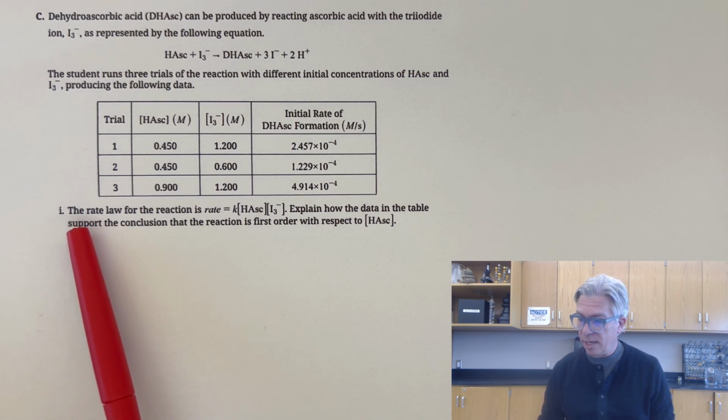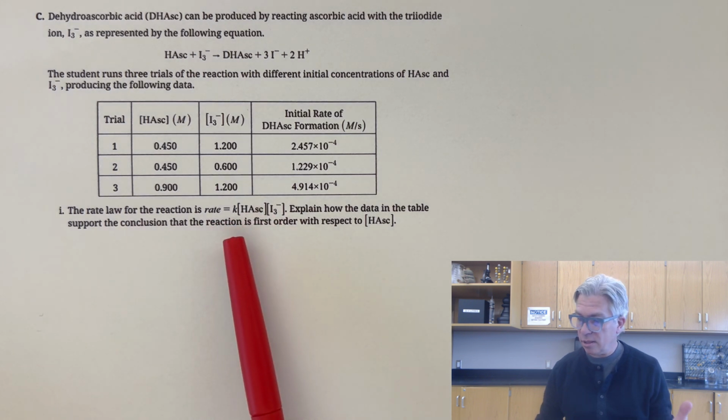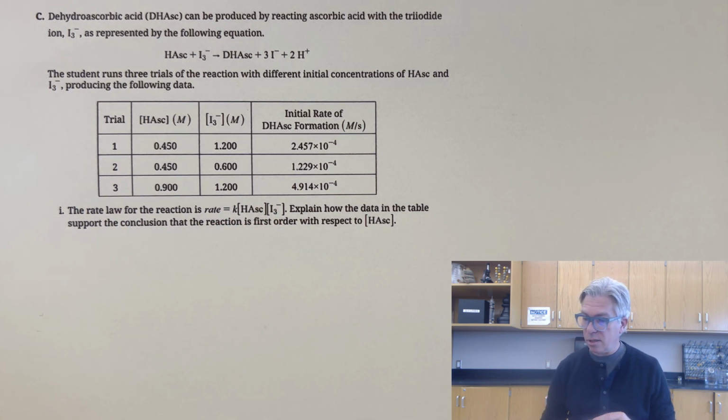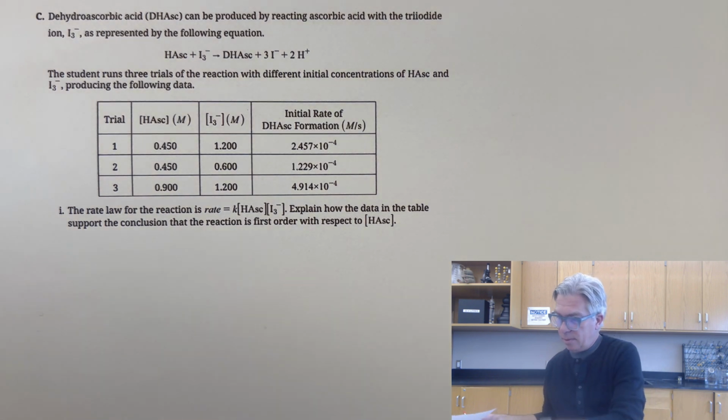So the rate law for the reaction is, actually they give it to us. Explain how the data in the table support the conclusion that the reaction is first order with respect to HASC. Okay, so we are told we have to basically justify it. And I actually justified it with both.